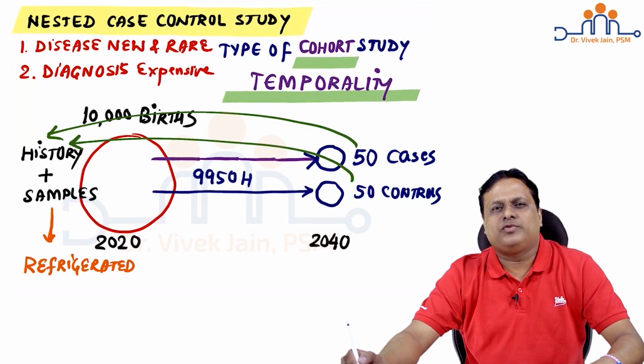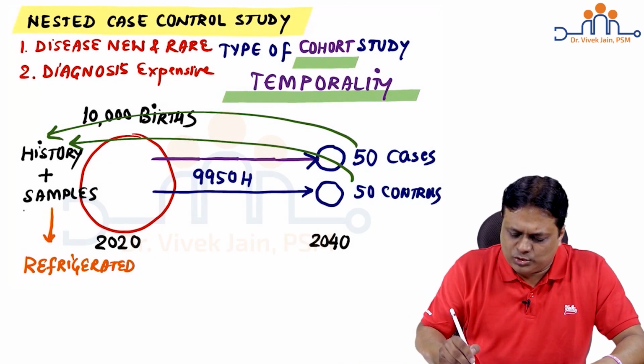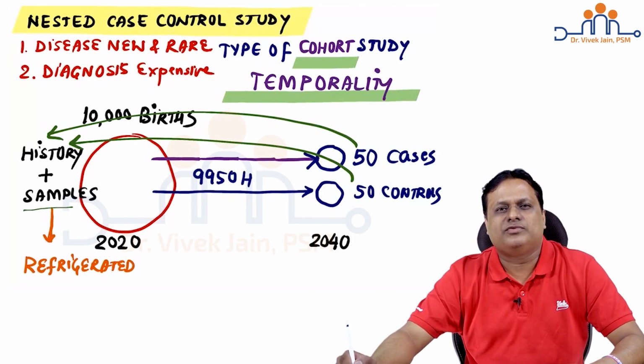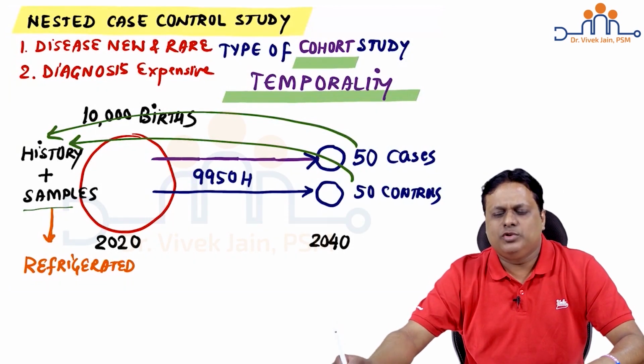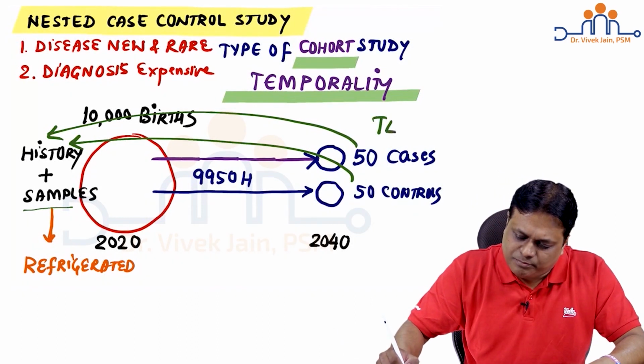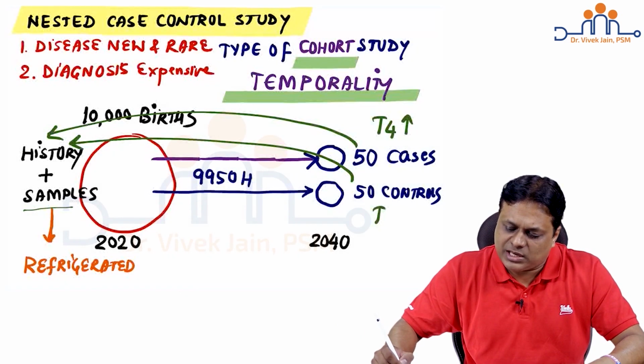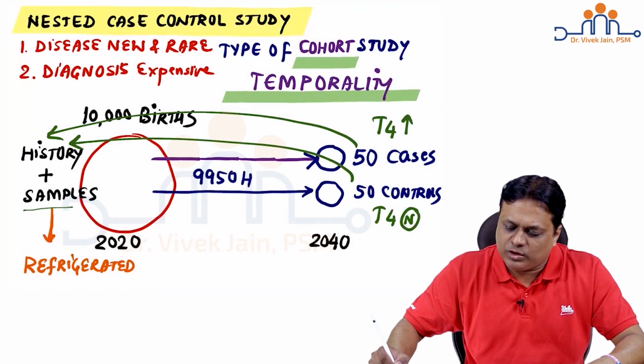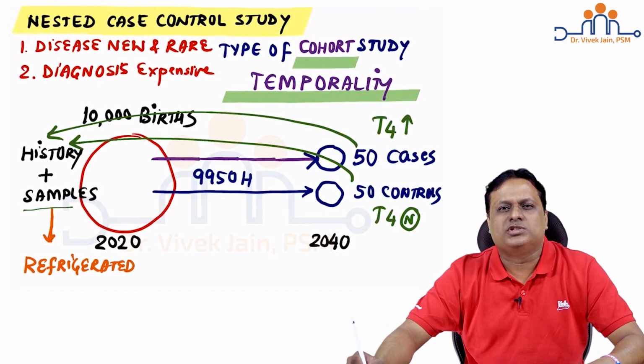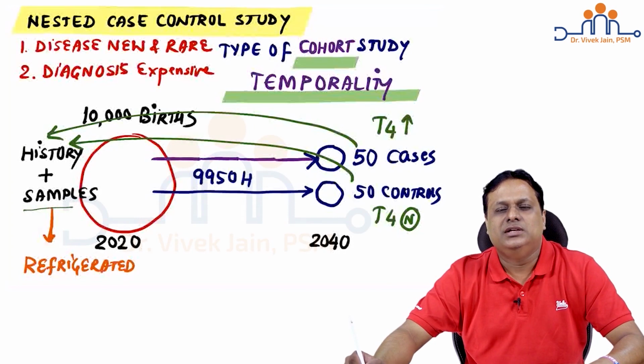Now suppose you don't find any difference in history. Now you should compare blood samples of the 50 cases and 50 controls at the time of birth. Suppose you find the cases' blood sample at birth had a higher T4 level, and control samples at birth had a normal T4 level. Then we can conclude possibly a higher T4 level at birth is a possible risk factor for occurrence of this disease at 20 years of age. This study design is known as nested case control study.